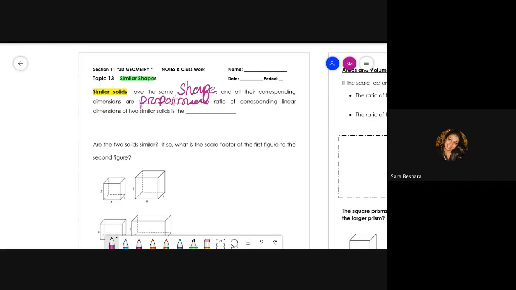I forgot an R. And their proportion. What it means by proportion is that they are scaled by the same scale factor. So it's either multiplied by 2, divided by 3, or so. They're always going to be proportional.